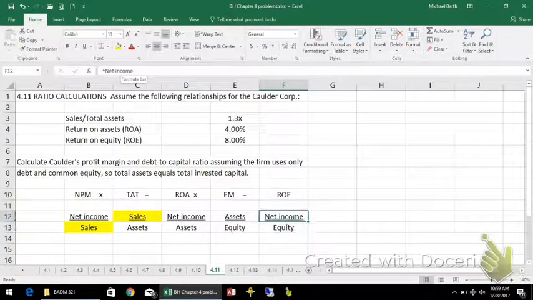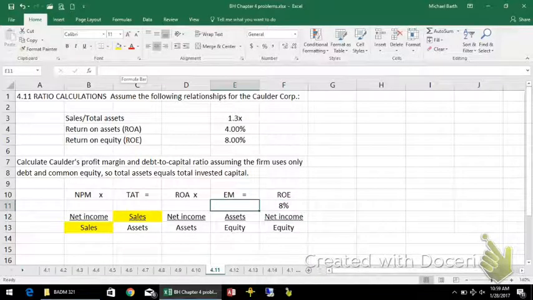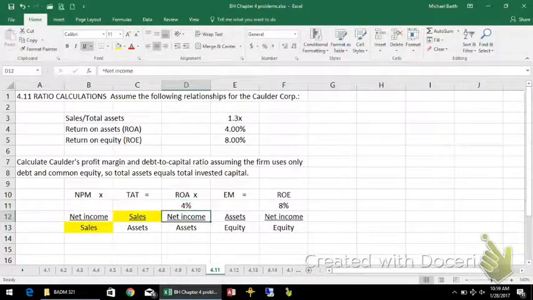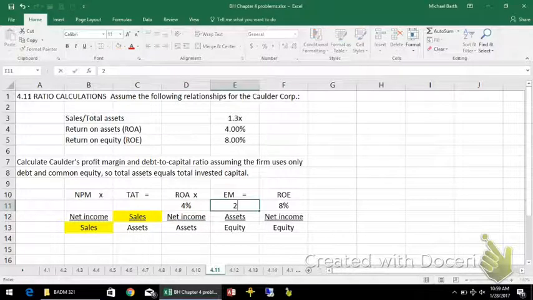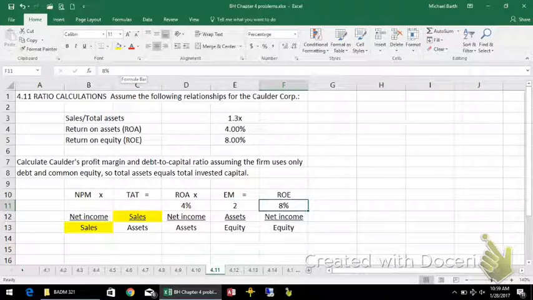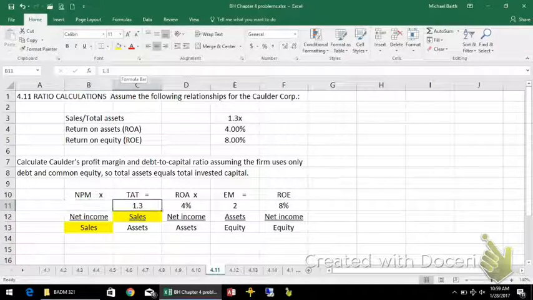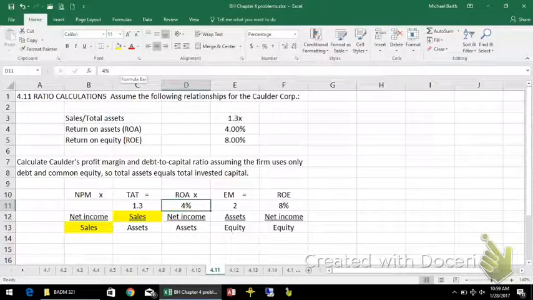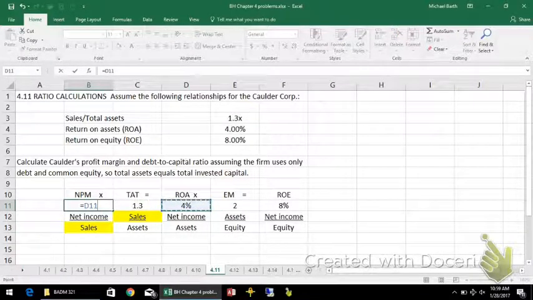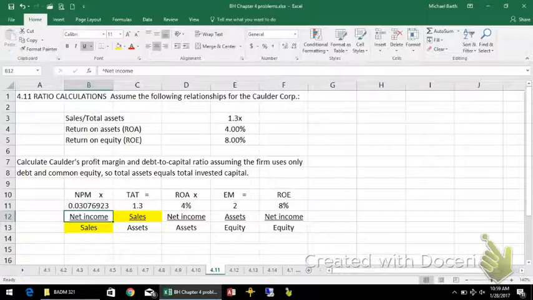All right, I'm told that this number is 8%. That's given in the problem. I'm told that this number is 4%. That tells me that this has to be 2. 4% times 2 equals 8%. So I have an equity multiplier. I'm told that sales over assets is 1.3, so net profit margin times total asset turnover gives you 4%. The net profit margin had to be 4% divided by 1.3.